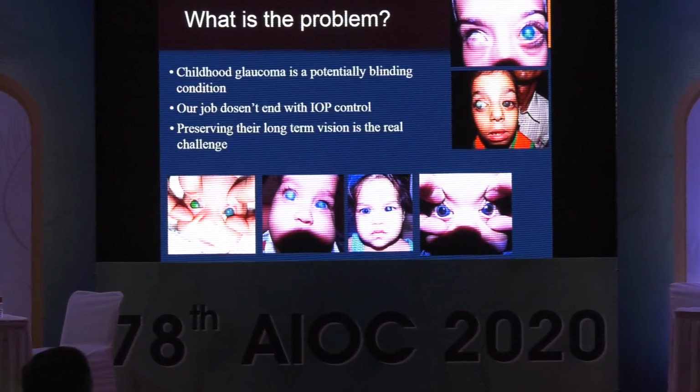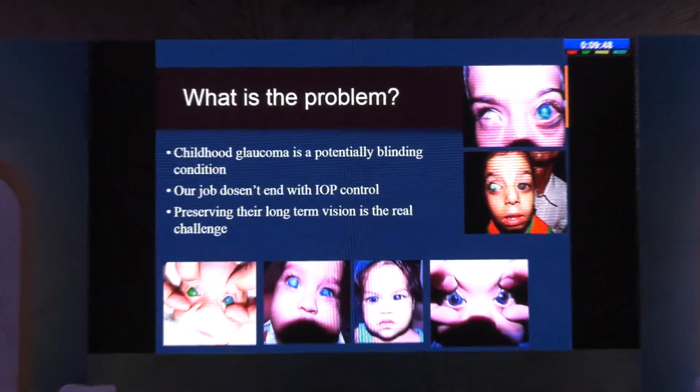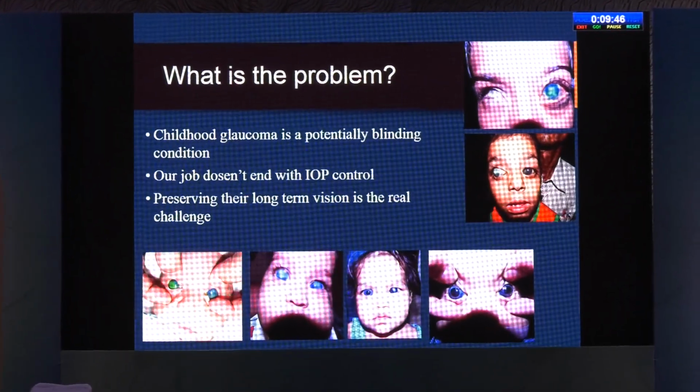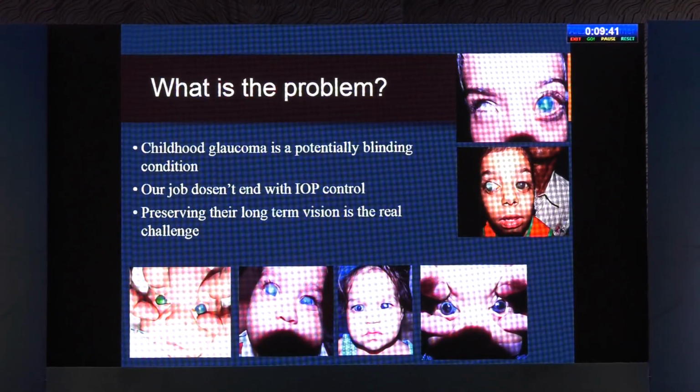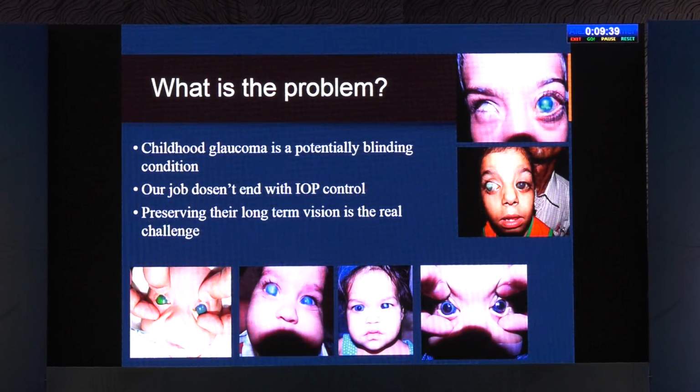So we are going beyond the pressure. And for all of us who deal with children, we know that our job doesn't finish there, because we have a lifetime to handhold and let them see better. It's a potentially blinding condition, and therefore our job doesn't end with IOP control in glaucoma, or settling the retina if you're a VR surgeon, or clearing the cornea if you're a cornea surgeon. Ultimately, you need to ensure vision. And preserving their long-term vision is the real challenge.